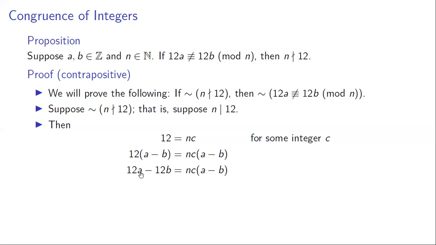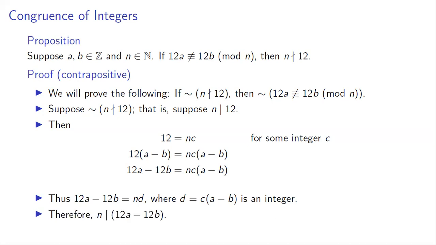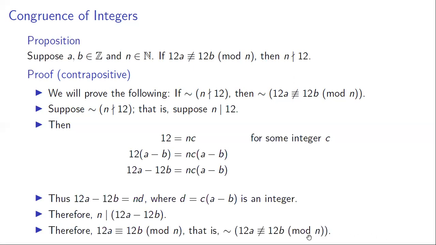So what do we have here? We have 12a minus 12b is equal to n times an integer, right? Thus, 12a minus 12b is equal to n times d, where d is an integer, namely d is equal to c times a minus b, and the result is an integer. All right, so now what do we know? Therefore, n divides 12a minus 12b, and therefore 12a is congruent to 12b mod n, meaning that it is false that 12a is not congruent to 12b mod n. And that's what we proved.